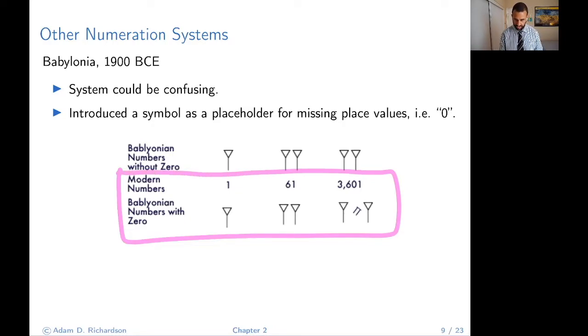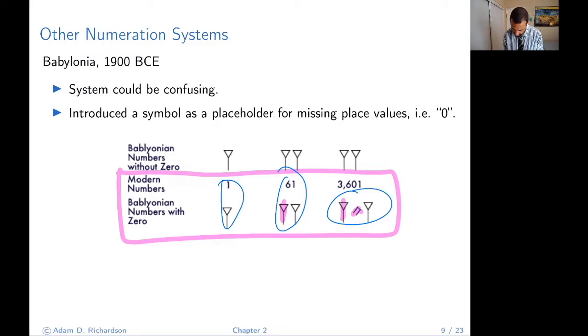So just like before, this is the quantity 1. This is the quantity 61, because this right here tells me that I've got one group of 60. And then over here, this is 3,601, because this is saying that I have no 60s. But then I have one group of 60 squared, which is 3,600.